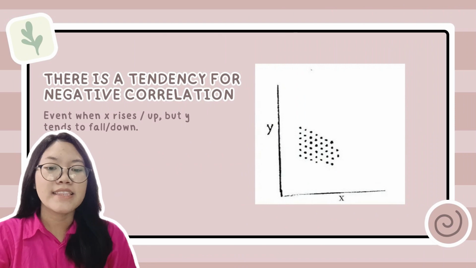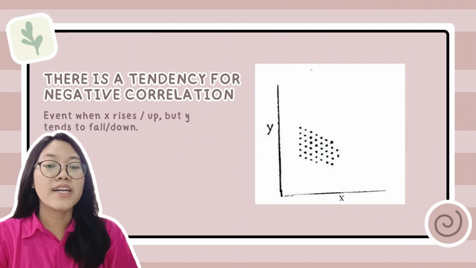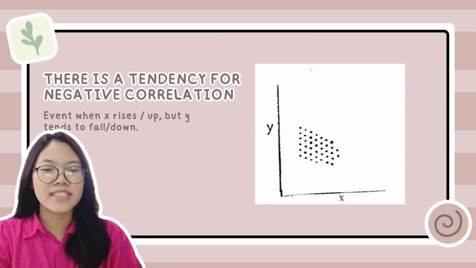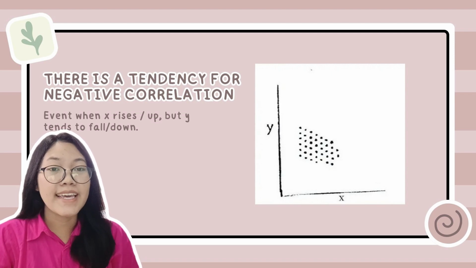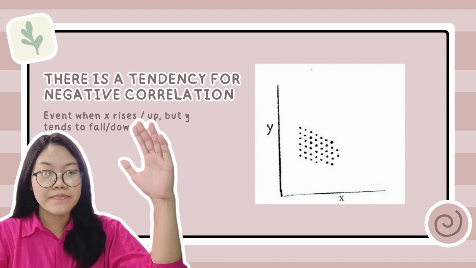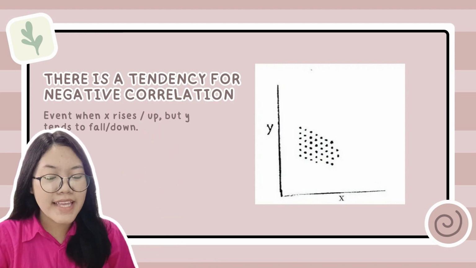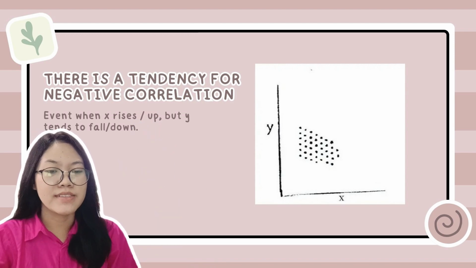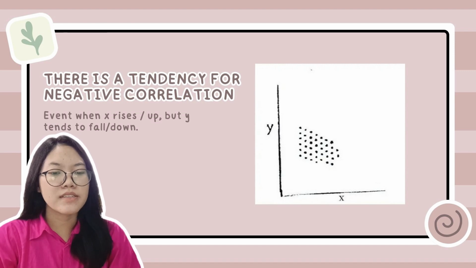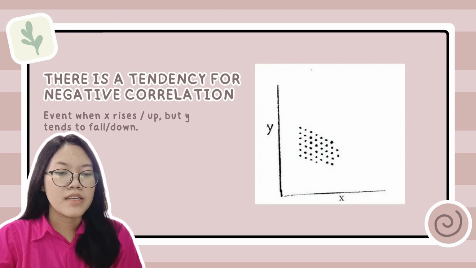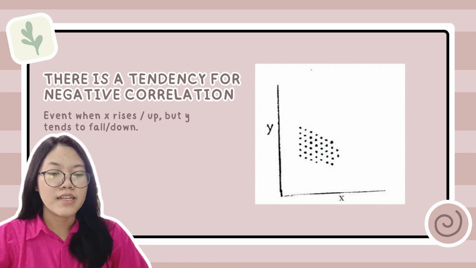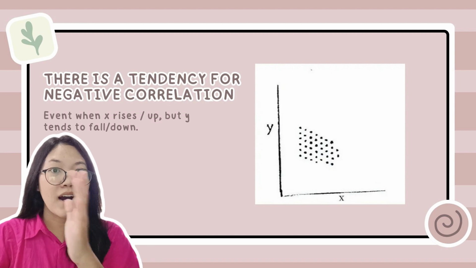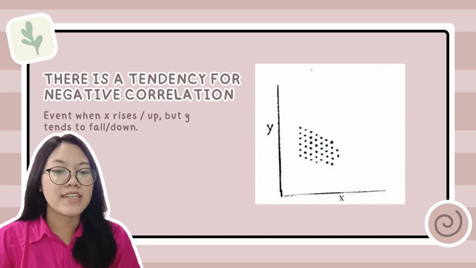And fourth is there is a tendency for negative correlation. Tendency for negative correlation means that even when X rises, Y tends to fall. We can see from the picture that Y is down but the X-axis is up. So this is a tendency for negative correlation.